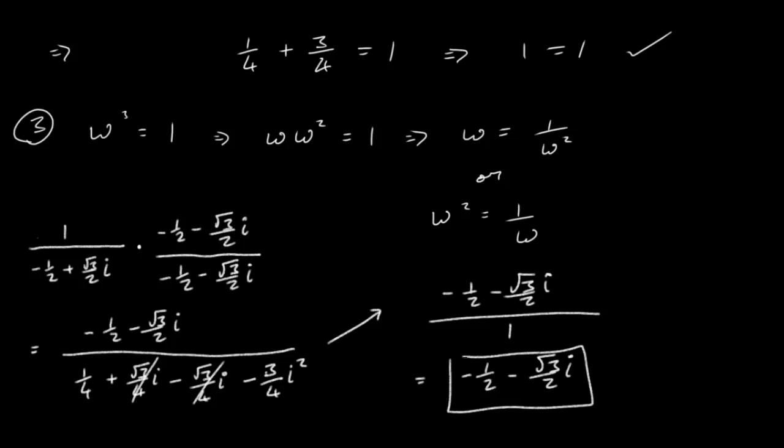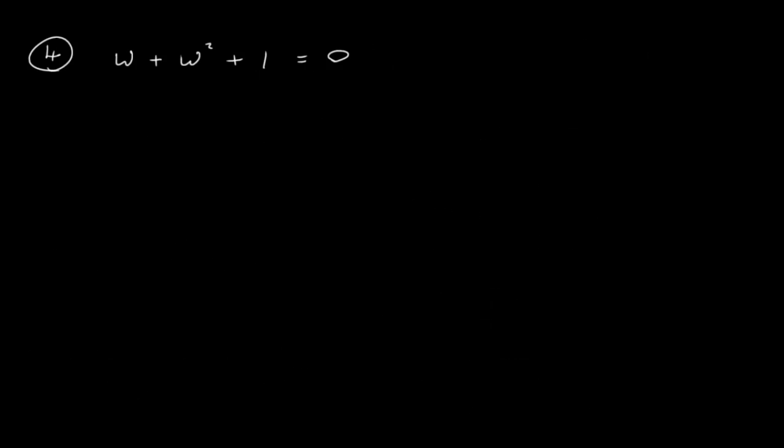Now this here is what we get when we did the inverse, or the reciprocal, of one of our roots. So the root we picked was minus a half plus root 3 over 2i, and we ended up with minus a half minus root 3 over 2i, which is the other root. So that just confirms what we said here. Okay, so the fourth property then we're going to look at is just simply adding the three roots, and we should find that we get 0. So let's have a look at that.